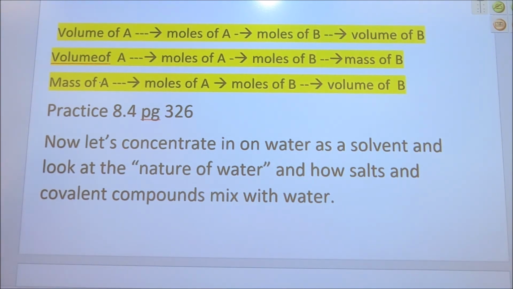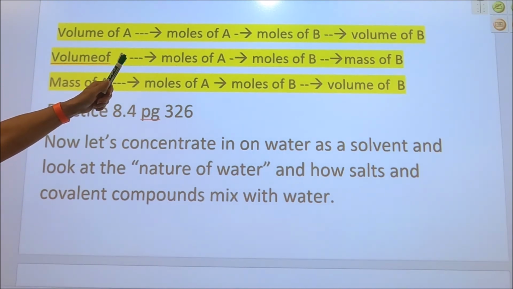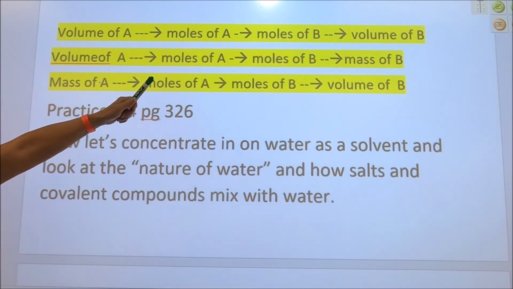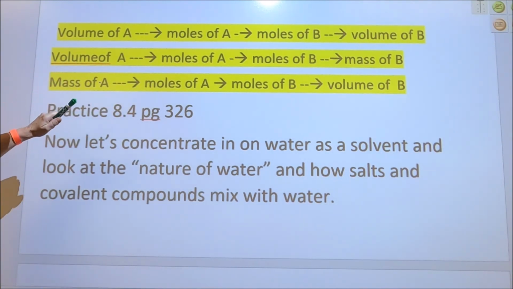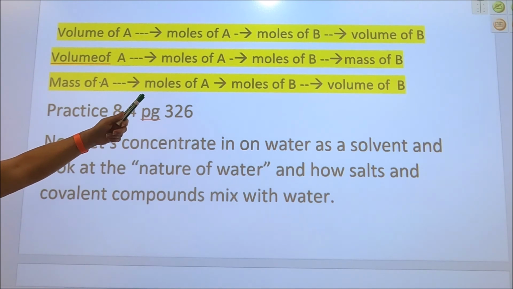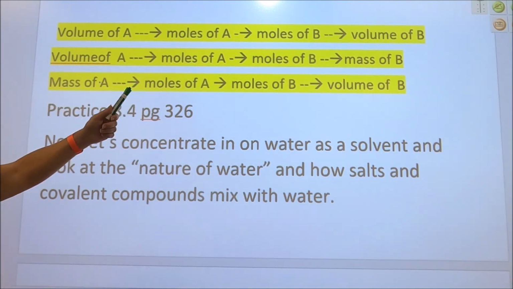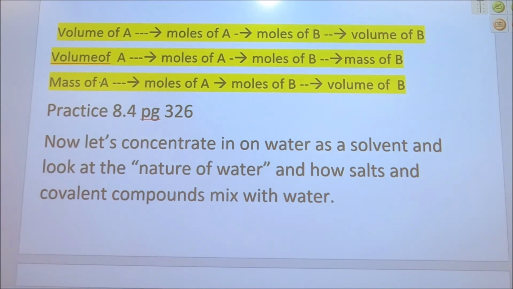If you're given the concentration and volume of a solution 1, and you're asked the volume of a solution 2 that you're given a concentration of, you use pattern 1. If you're given the volume of a material A and its concentration, and you're asked the mass of a material B, you use the second option. And last, in the middle, if you're given the mass of A and you want to know how much of a solution that contains B you need to react it with, you use the bottom one.